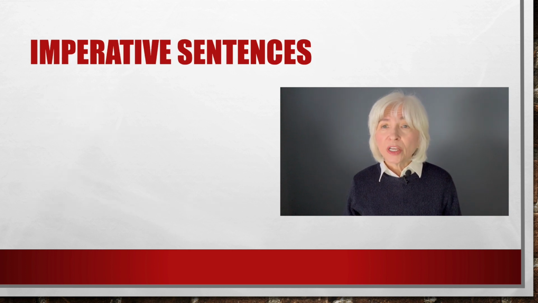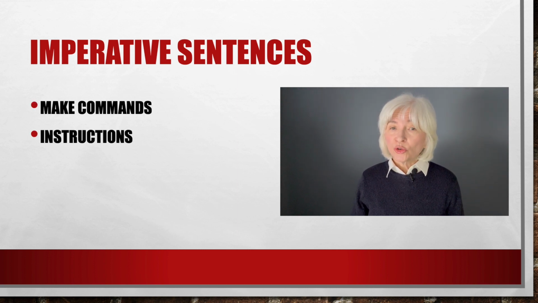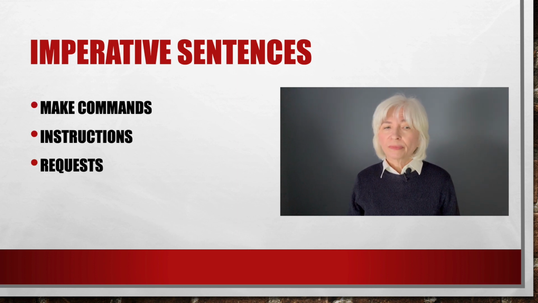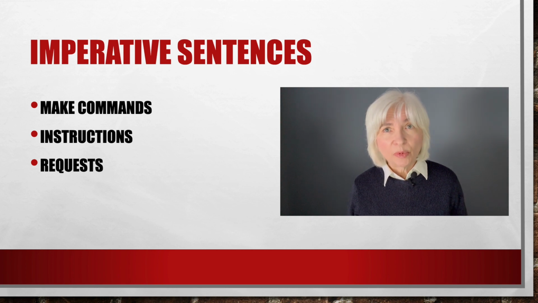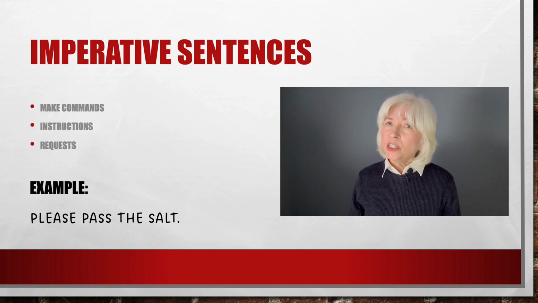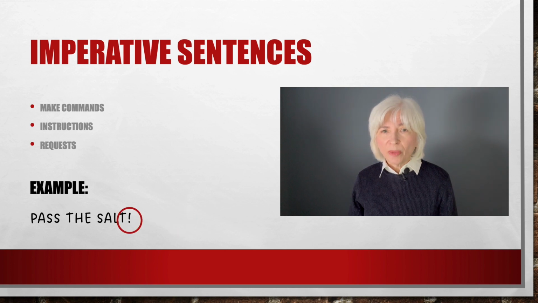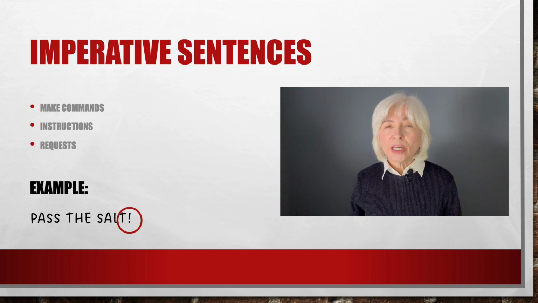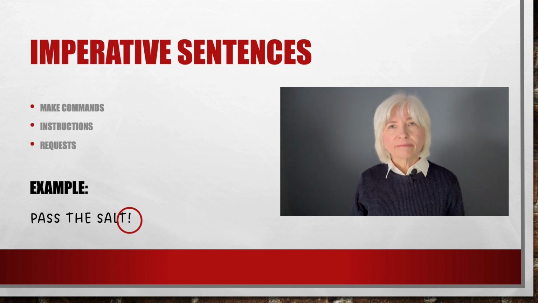The third type of sentence is the imperative. This type of sentence is used to make commands, instructions, or requests. An example of this type of sentence would be, please pass the salt. They can end with a period or an exclamation mark, depending on the tone, whether it's a polite request, as the first example shows, or a command, as in, pass the salt!